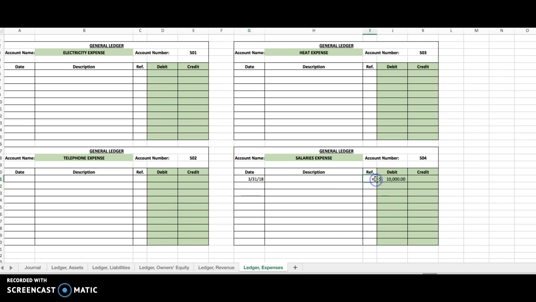And the reference here is journal, page 23. If you notice, our journal page now is page 23. So that's in there. And again, later on, this will be reduced to a zero balance, but we're not concerned about how to do that and why that happens just yet. We'll talk about that much later in the course. So we've posted it to salaries expense, and that account number is 504.